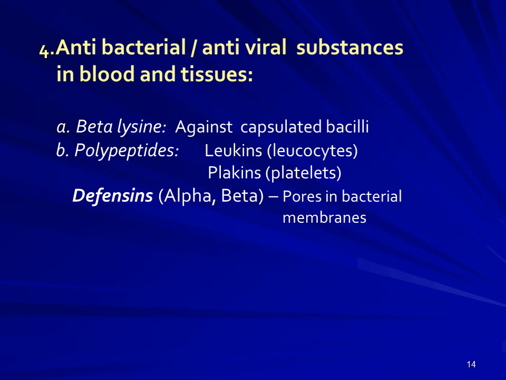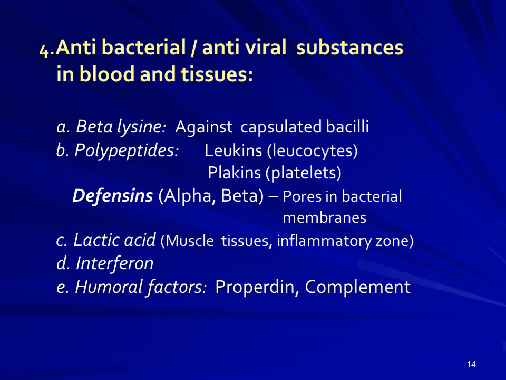Polypeptides are produced from the leukocytes, also from the platelets, which are known as leukins and plakins, which also act as antibacterial or antiviral agents. Defensins like alpha and beta defensins are present, which make pores in the bacterial membrane, causing destruction of the bacteria. Lactic acid is present in the muscle tissues and is also produced in the inflammatory zone, and this acid acts on the microbes to kill them.